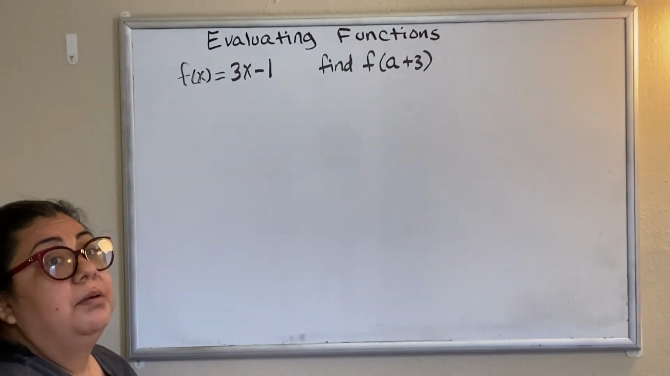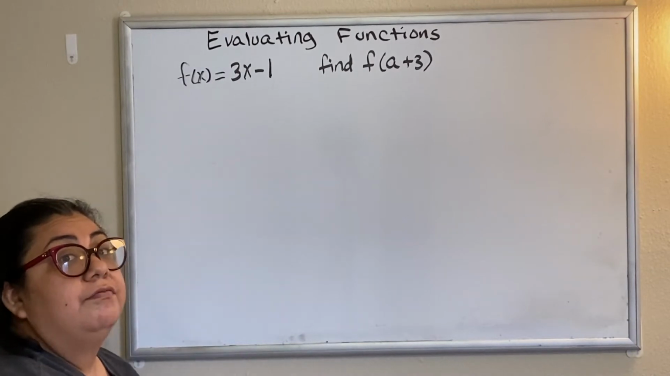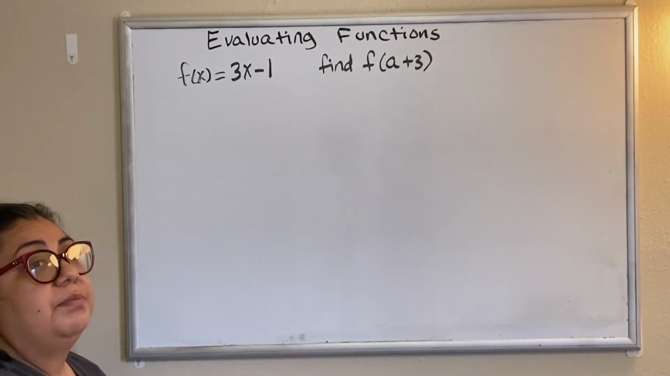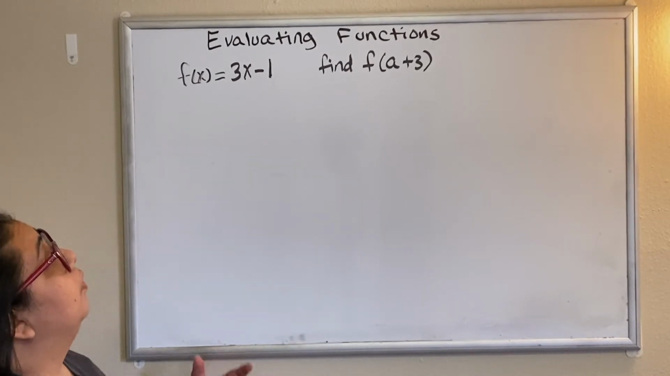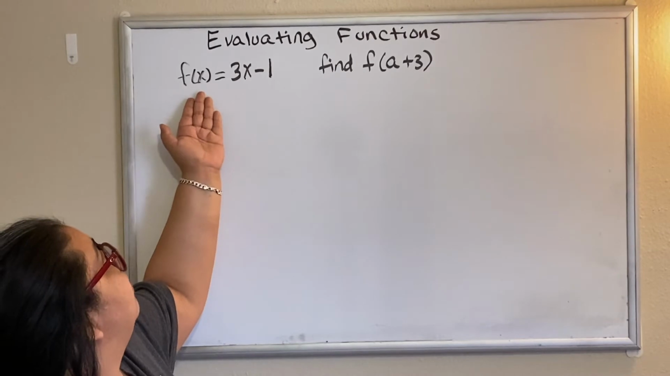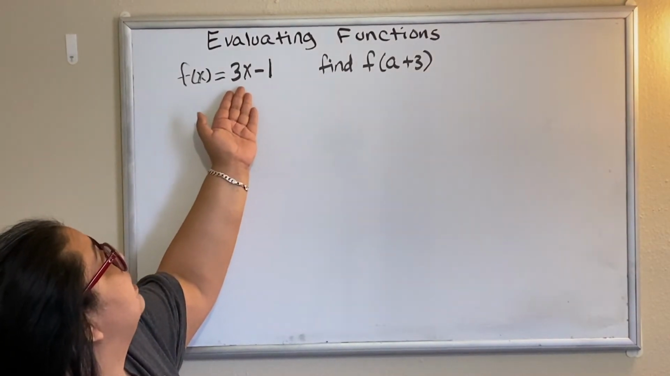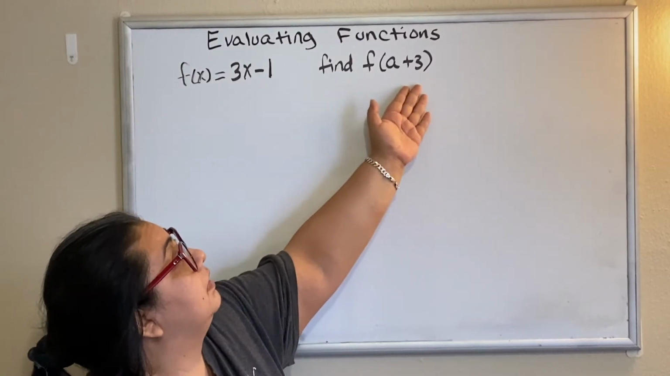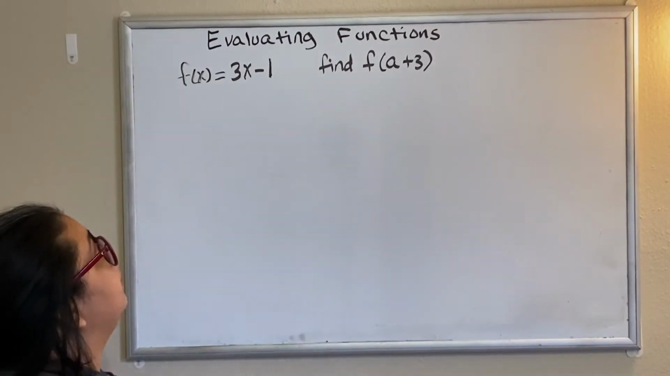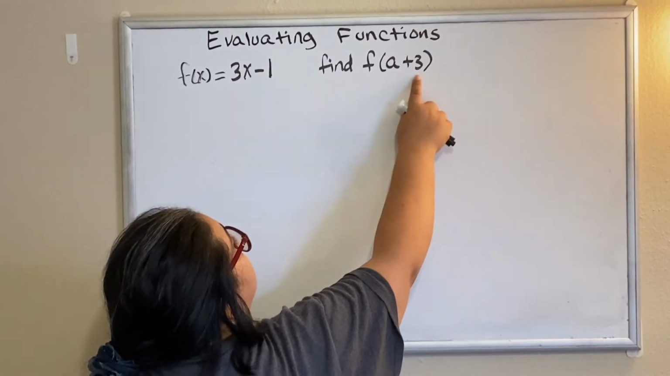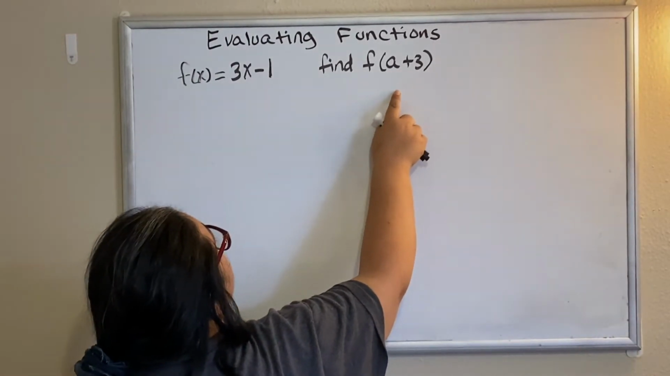So we talked about plugging in a numerical value into a function, and we get a numerical value after we plug that in. This time we're going to plug in an expression. So we want to find f of x, which in this case equals 3x minus 1, and we want to find f of a plus 3. That means we're going to replace x with the expression a plus 3 and then simplify.